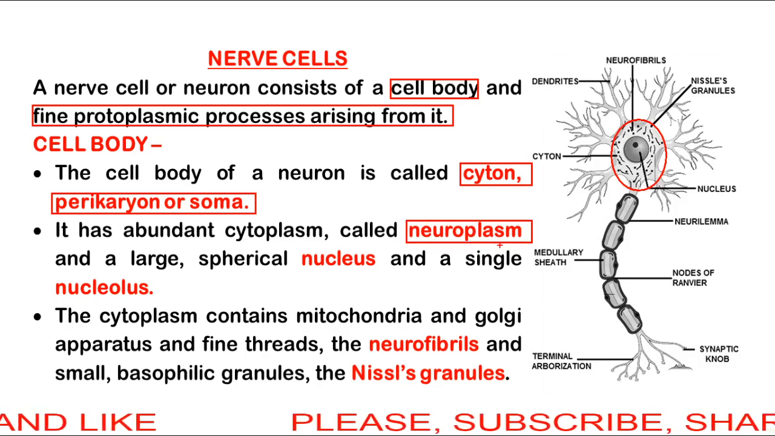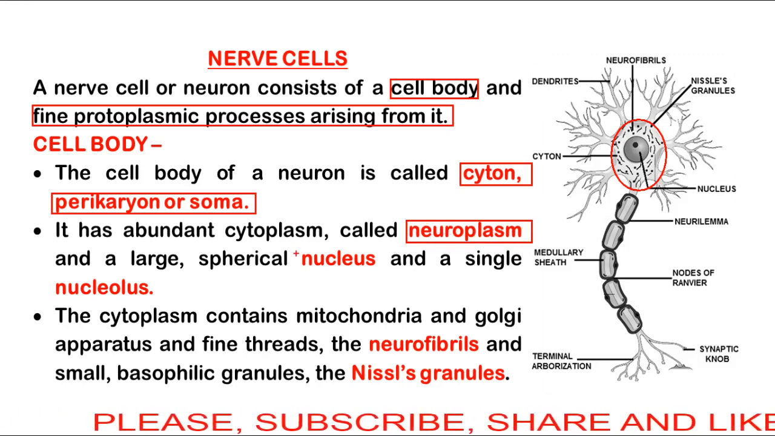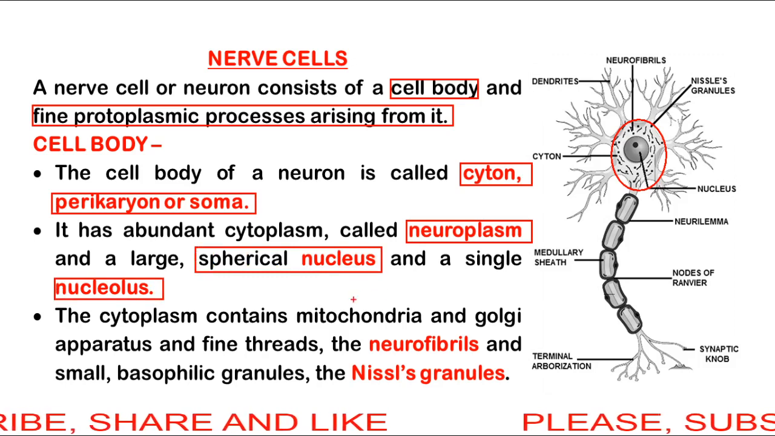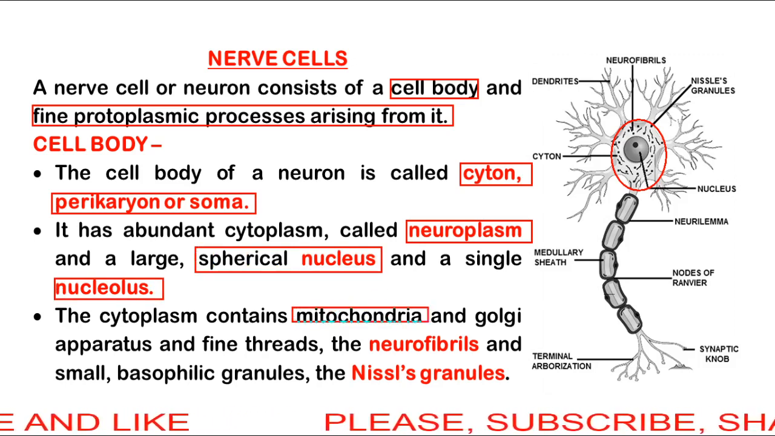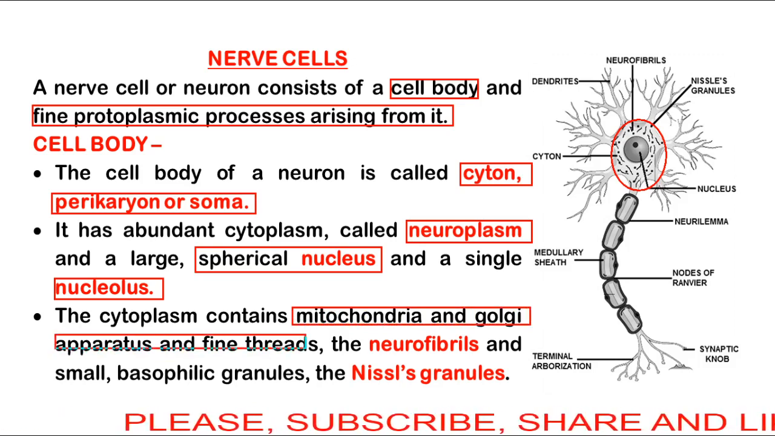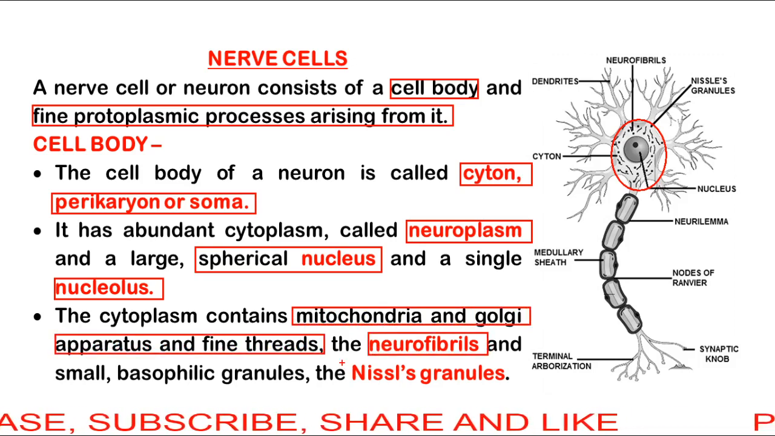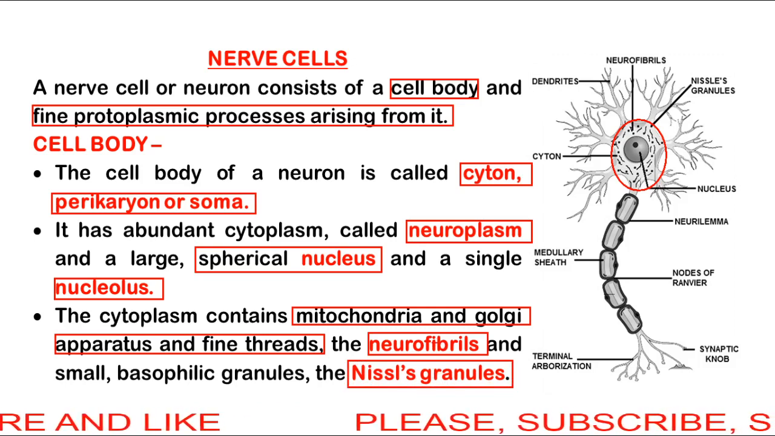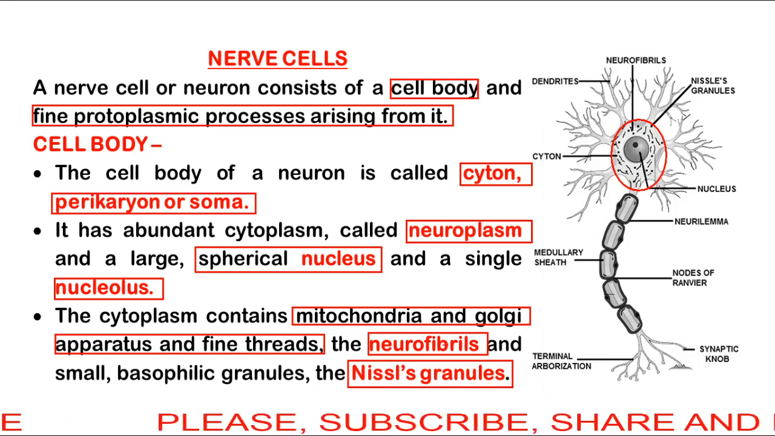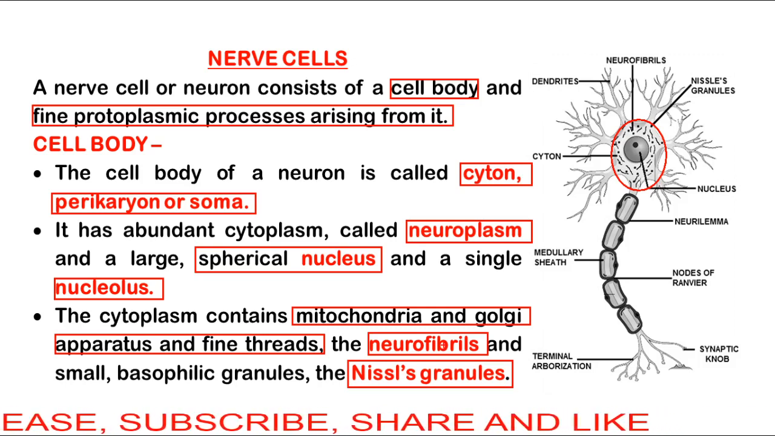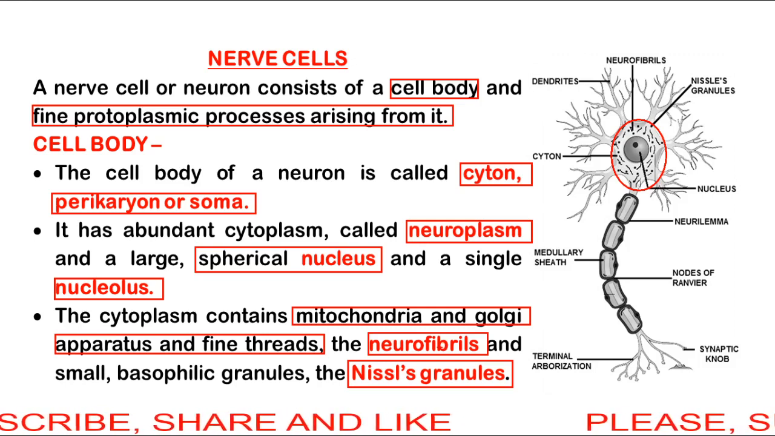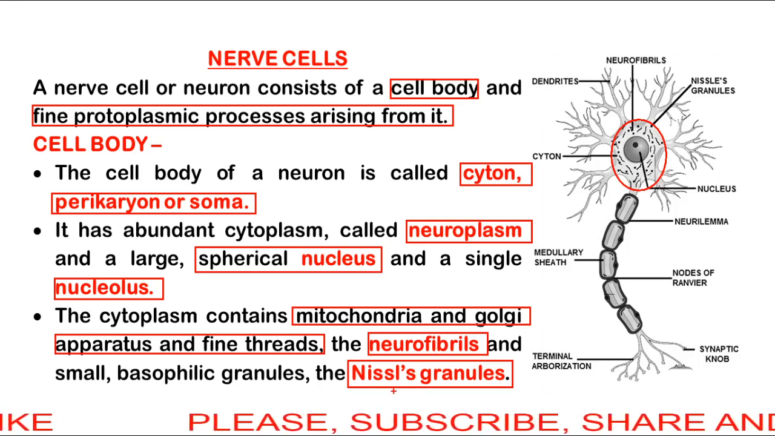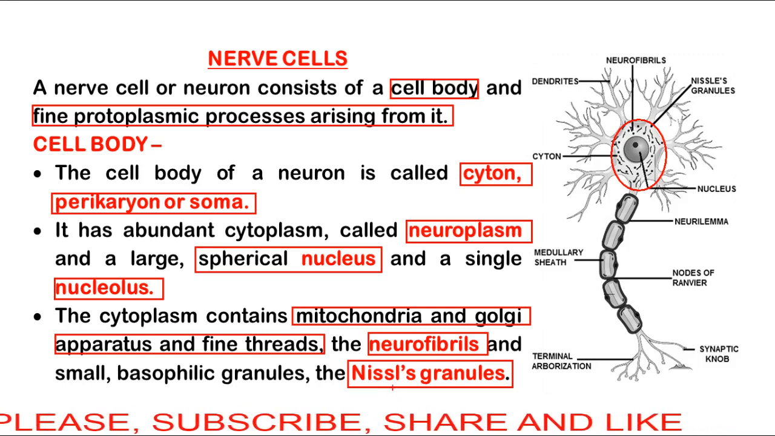The cytoplasm inside this cell body or cyton is called neuroplasm. Inside it, a single spherical nucleus is present. The cytoplasm contains mitochondria, Golgi bodies and some fine threads known as neurofibrils and some granules known as Nissl's granules. Neurofibrils are actually made up of some neurotubules and neurofibers, and their function is to provide support. They form a cytoskeleton for this nerve cell. And Nissl's granules are made up of protein and RNA. They produce some enzymes which help in the production of neurotransmitters.